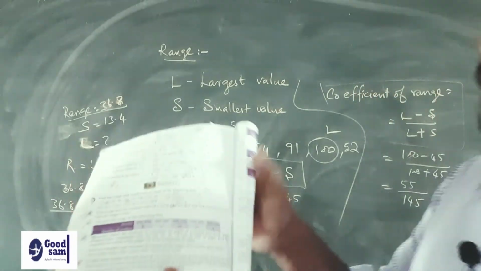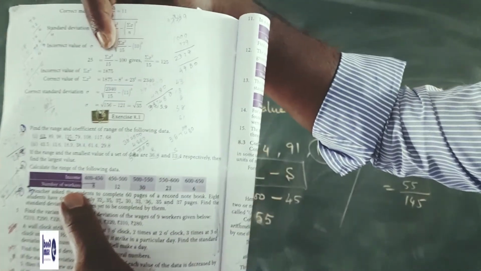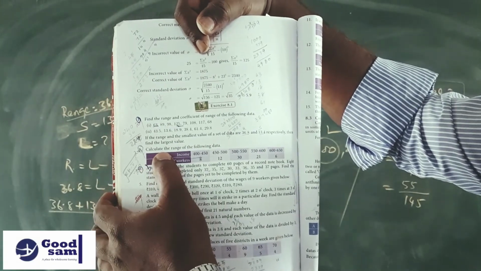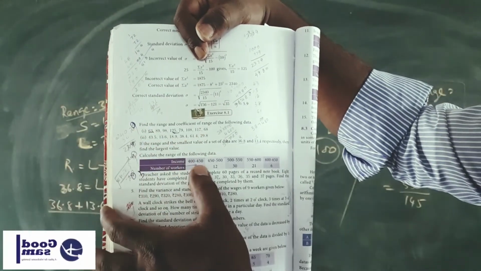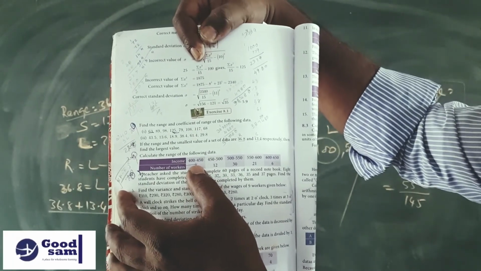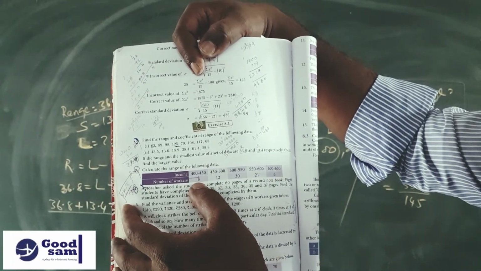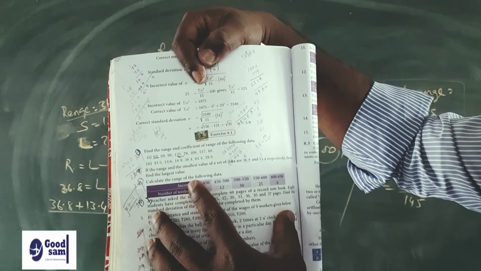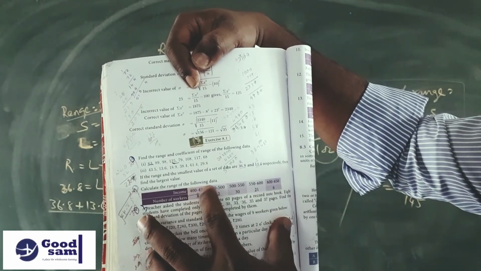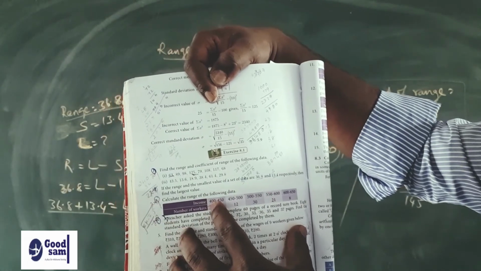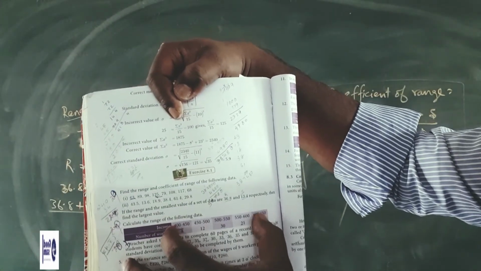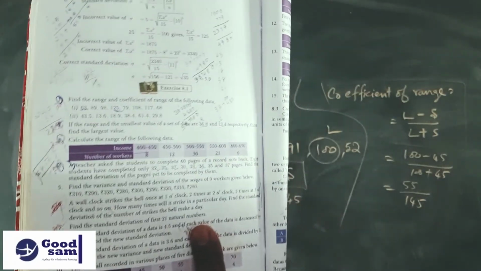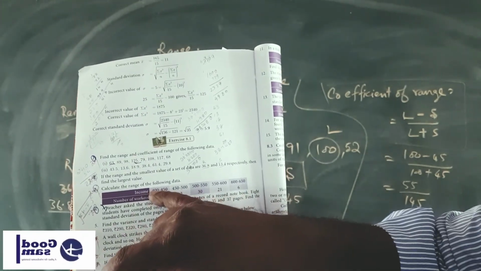Then look at the third question. It is a very simple question. In the third one, it is grouped data. Here all these things are ungrouped data, but here it is grouped data. Calculate the range. Just we have to find the smallest value and the largest value. So see here, which is the smallest value? This is the number of observations in this area. So here the smallest value is 400, the largest value is 650. So the range is L minus S, that we have to use. So S is equal to the smallest value.